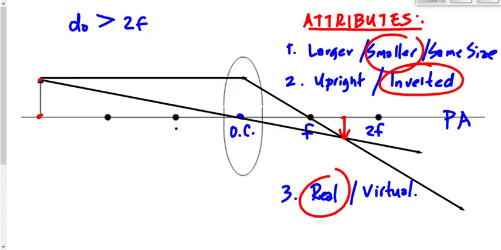So real can be projected onto a screen, solid lines intersect. Virtual, you have to look into the lens or mirror to see it, and we know that it's virtual when dotted lines intersect. And you'll see what I mean by that in just a few minutes here.